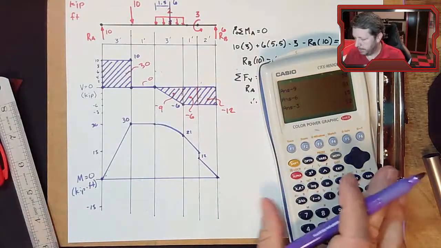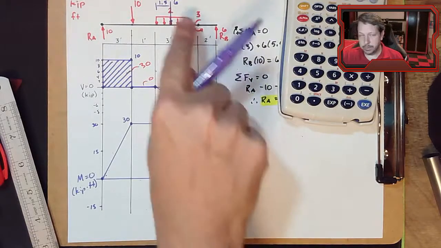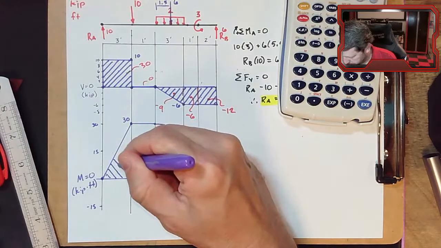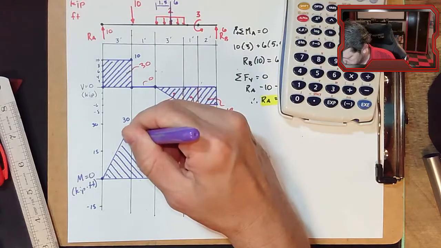And now we have an entire picture of the bending moment diagram anywhere in this beam. So if you wanted to, you could shade it in. I don't know if I really need to do all of that, but I guess I've started it now, so I'll finish it.